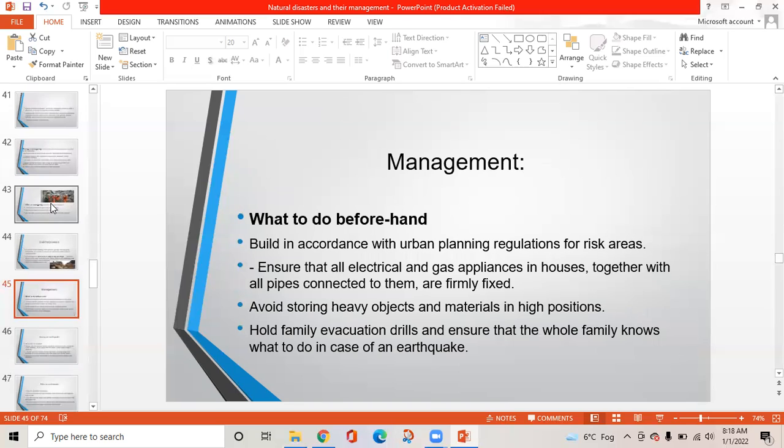Now, management of earthquake is what to do beforehand. Build in accordance with the urban planning regulations for risk areas. Ensure that all electrical and gas appliances in houses, together with all pipes connected to them, are firmly fixed. Avoid storing heavy objects and materials in high positions. Hold family evacuation drills, and ensure that the whole family knows what to do in the case of earthquake.